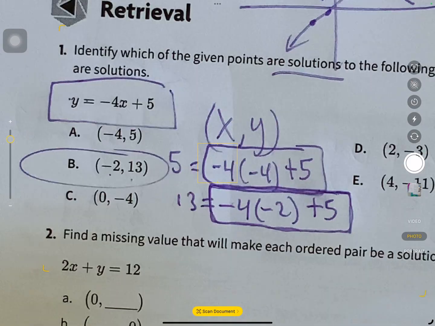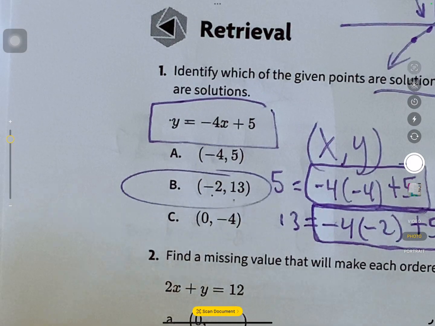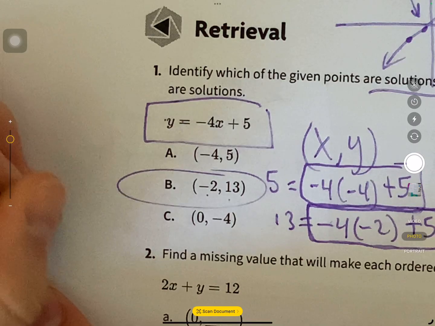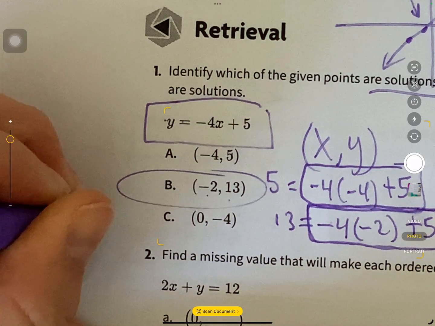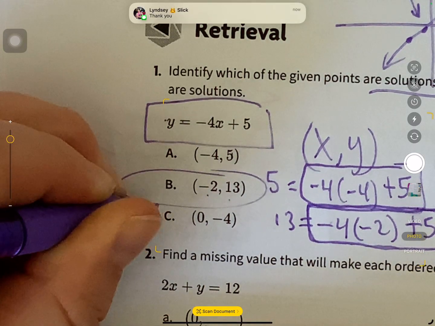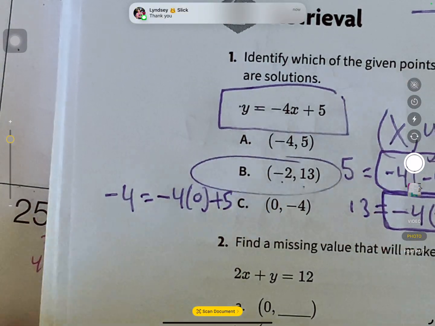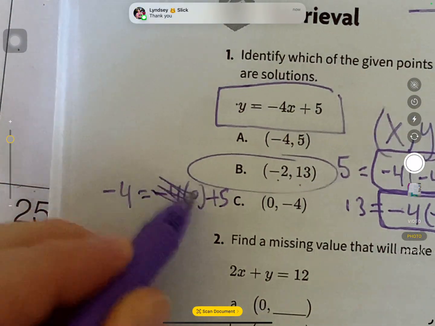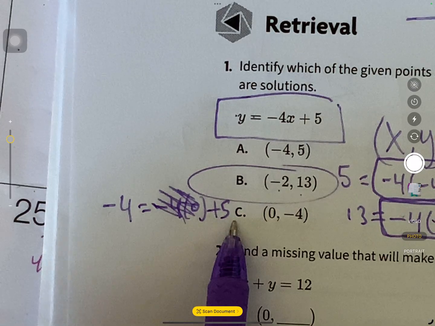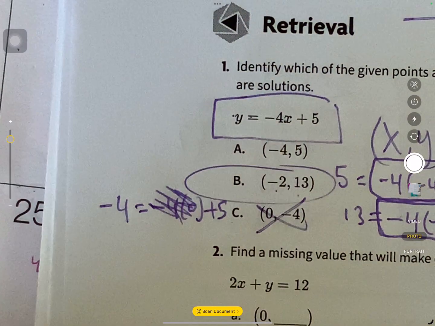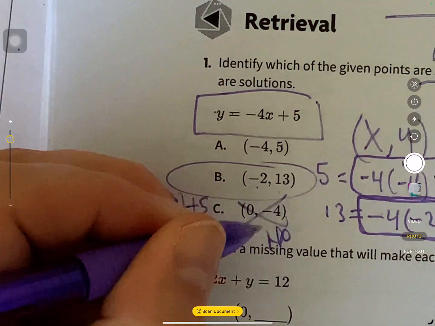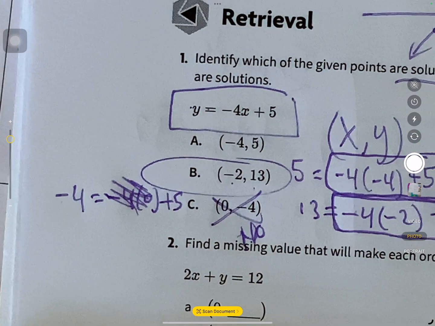Next one, moving on. Pause it if you need time to press the buttons. Here we go. -4 = -4 times 0 + 5. -4 times 0 is just 0, so that's done. Does -4 equal 5? No, it doesn't. So this is a no. Next one.